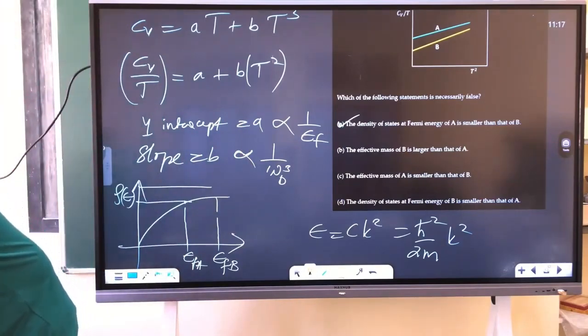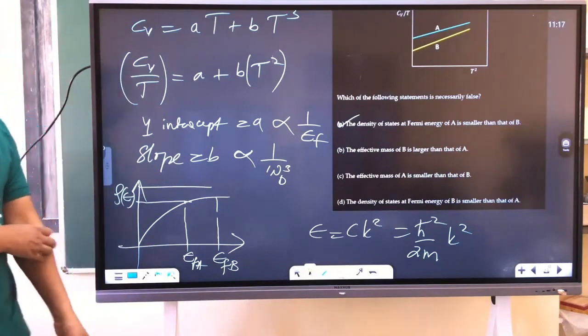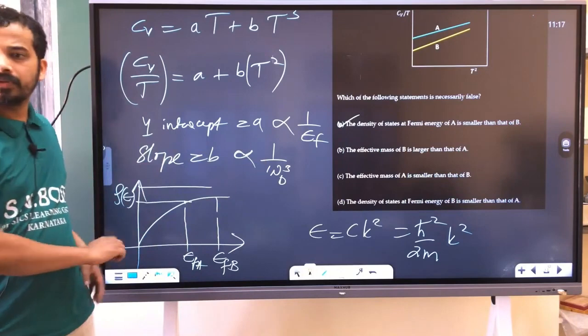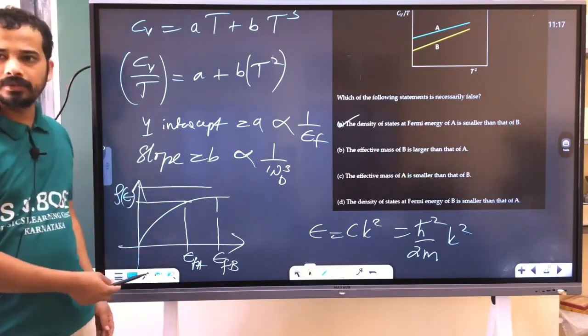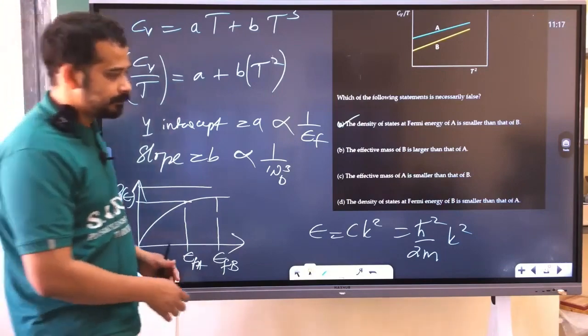So, Indrajit, did you reply? Given answer is option A. Okay, option A is right. I also got this. You got my point. I think I have given some question, plot rho of E versus E. You just point out E F. That's it.